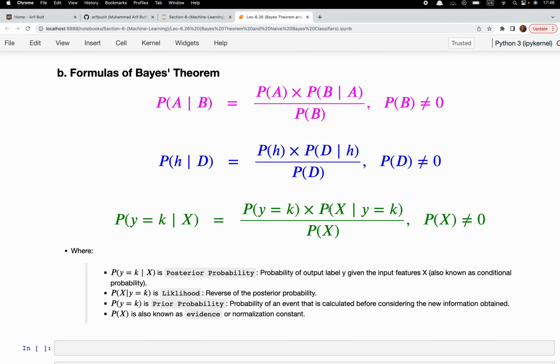And this probability of x given y equals k, the reverse of the posterior probability, is called the likelihood. The probability of y equals k is the prior probability, and this probability of x in the denominator is known as the evidence or normalization constant, and it must be non-zero. I hope this formula is clear. Let's do a few examples for a better understanding.